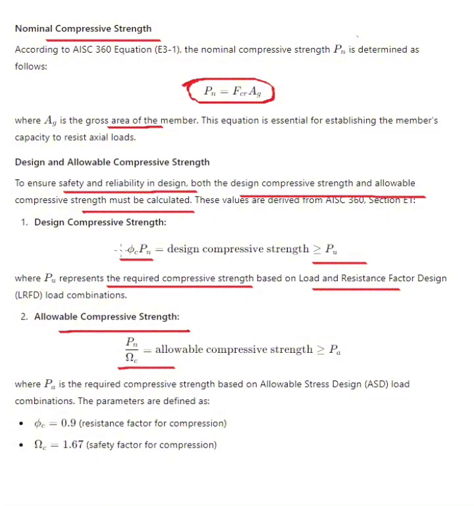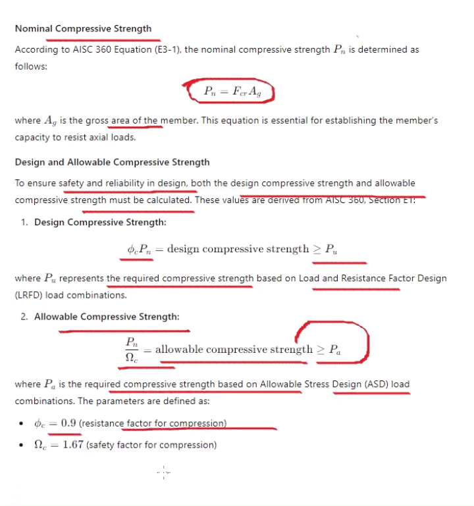Phi c is the resistance factor, and omega c is the safety factor. Allowable compressive strength should be greater than or equal to Pa. Pa is the required compressive strength based on allowable stress design. Phi c is the resistance factor for compression, 0.90. Omega c is the 1.67 safety factor for compression.